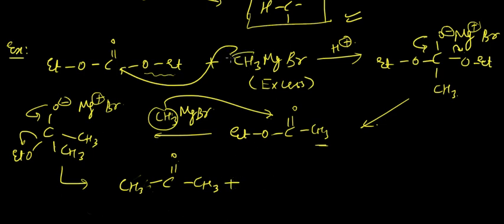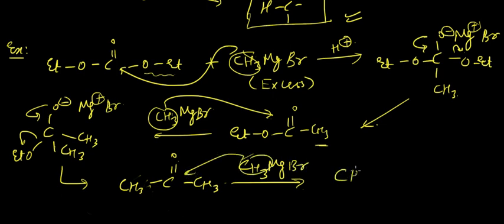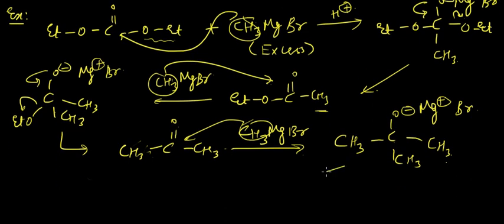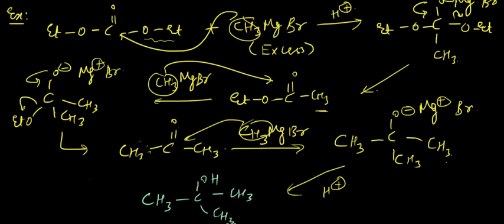Now again we have CH3MgBr in excess quantity. We can again leverage that. So how many moles of CH3MgBr have we used till now? 3. So we have again O minus Mg plus Br and two CH3 attached. Now we have acidic medium. Finally we are moving towards forming the product. This would be the end product.